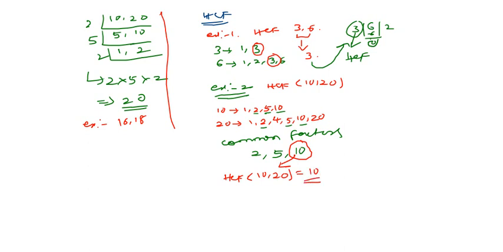Now we will do it by the normal method. This 20 is more than 10, so 20 should be inside the bracket and 10 outside. 10 into 20. So here this 10 and this 10, these two are the same. So the HCF of 10, 20 is 10.